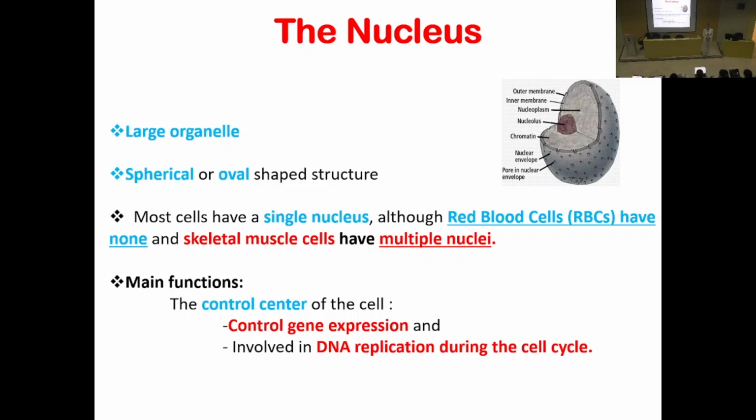Perfect. This is the correct answer. So the RBCs are anucleated. They don't have a nucleus. Why? To give space for the hemoglobin, to carry more hemoglobin, to carry more oxygen. All right? However, the muscle cells are active cells for contractions and so on. So they need a lot of energy. All right? And which organelle produces energy?